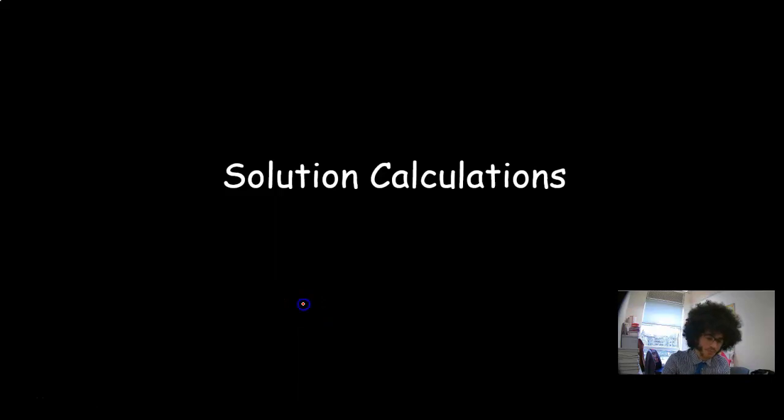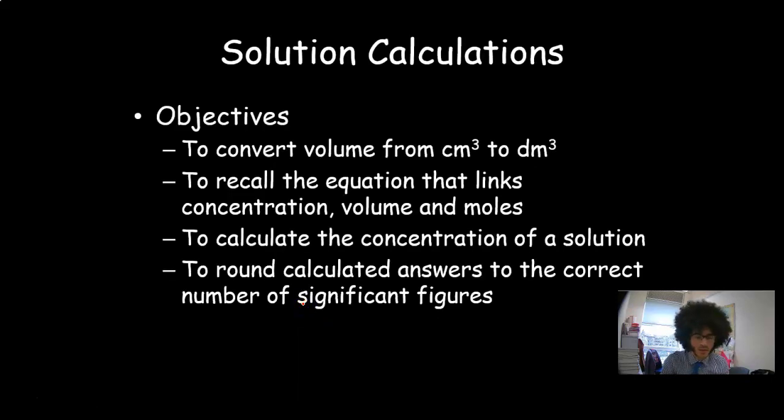So the objectives for today, there are four of them. First off is to convert volume from centimetre cubed to decimetre cubed, which is something you may be unfamiliar with. We're going to record the equation that lists concentration, volume and moles. We'll be able to calculate the concentration of a solution and also round them to the correct number of significant figures. I'll try and fit that final one in, but I'll concentrate mainly on the first three.